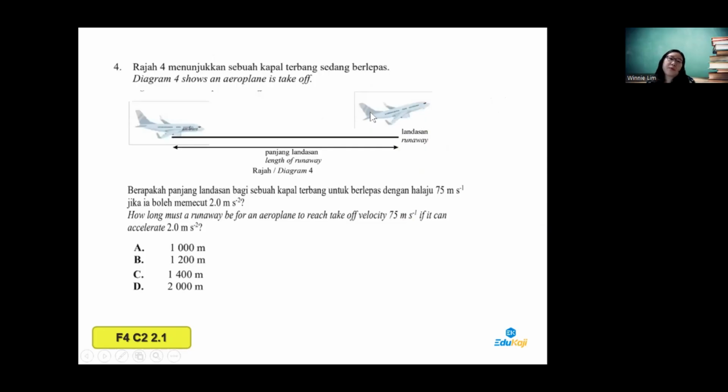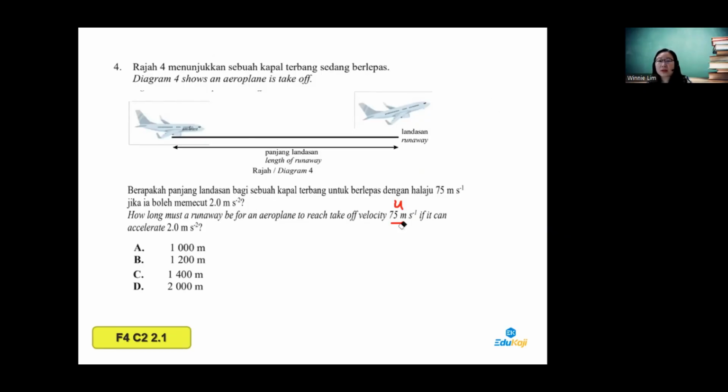Question 4. Diagram 4 shows an aeroplane taking off. How long must a runway be for an aeroplane to reach a take-off velocity of 75 meter per second, if it can accelerate at 2 meter per second squared? This one involves the equations of linear motion. You need to find out what quantities are given in the question. The initial velocity must be 0 because it needs to take off.